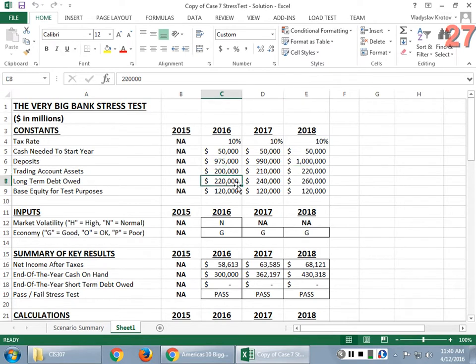And so basically this is stock that is owned by this specific bank, like other companies owned. Here we have long-term debt owed, meaning how much they will owe to long-term creditors. Again, it's assumed that it will grow by a little bit over the next 3 years. And here we have something called base equity for test purposes.